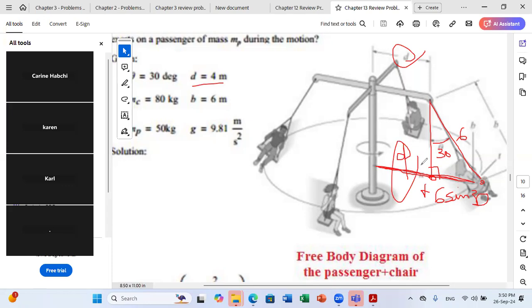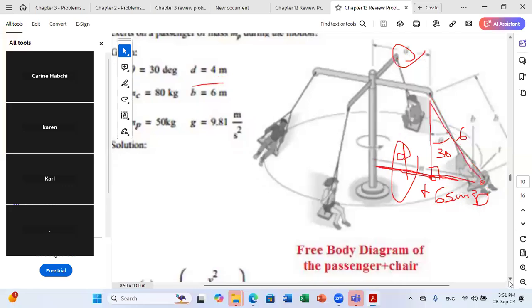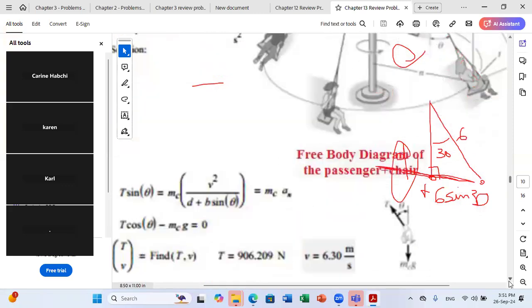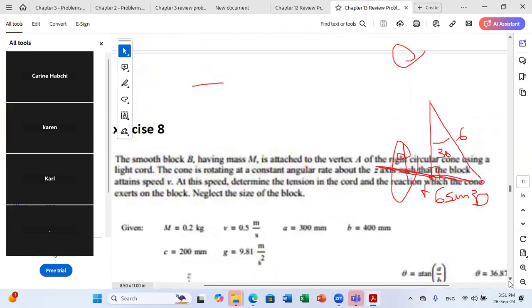Okay? That's it. Did you understand here how we got the radius? Yes, thank you. Okay.